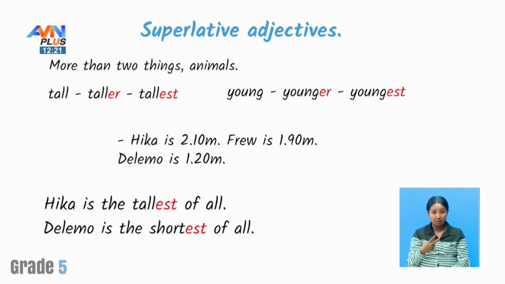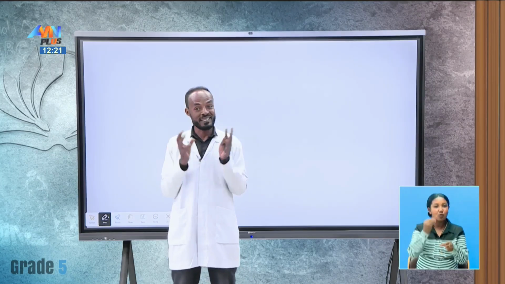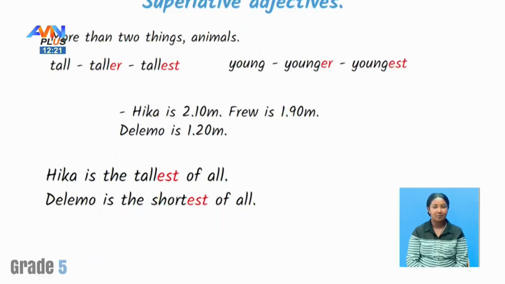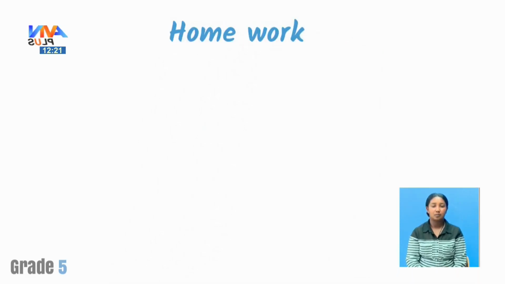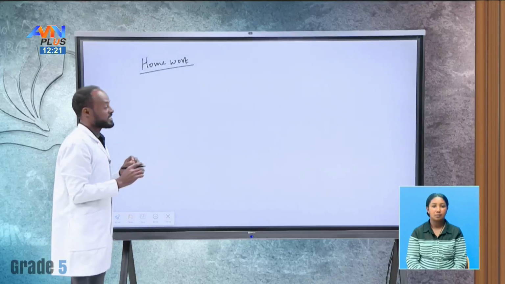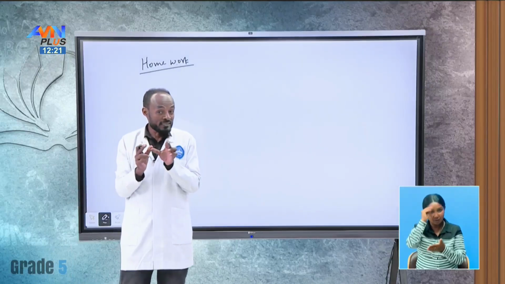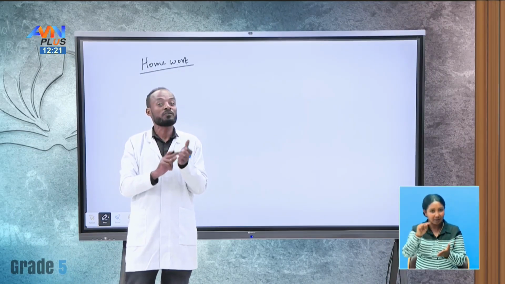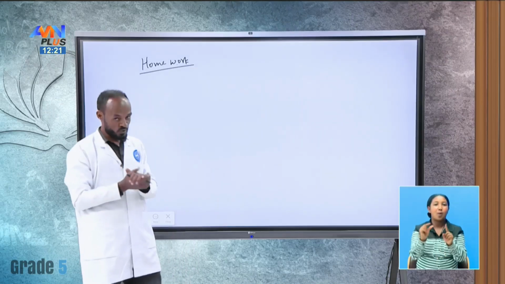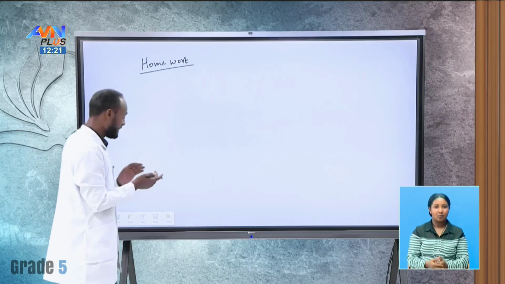I hope it's clear. Okay, students, that's all about today's lesson. For the next class, let me give you homework which is connected with our today's lesson. For the next class, try to write the comparative and superlative forms of the words which I'm going to write here. Clear?